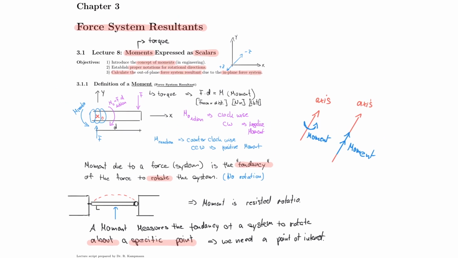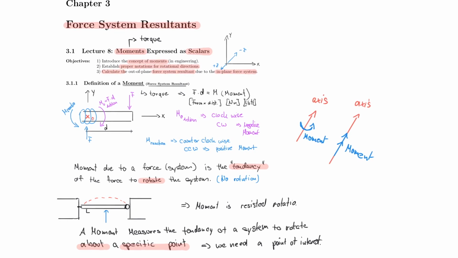But I believe we now understand what force system resultants are and what torque is and what engineers call a moment. We also understand that it is dependent on the force times the lever arm, which then means that it is creating the tendency to rotate. And that further leads us to the conclusion that we need a specific point to rotate about. And that if the system is allowed to rotate, then the moment is disappearing. And that is the general concept we need to understand about force system resultants.